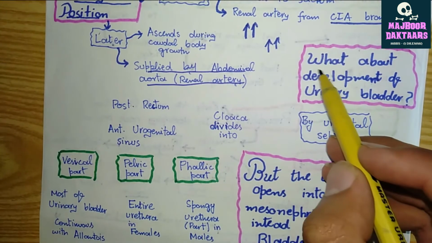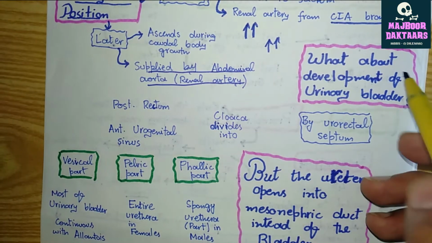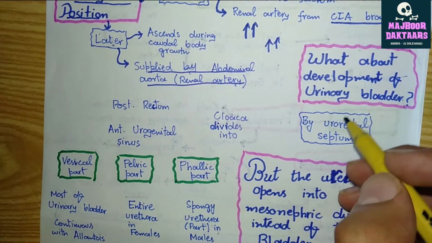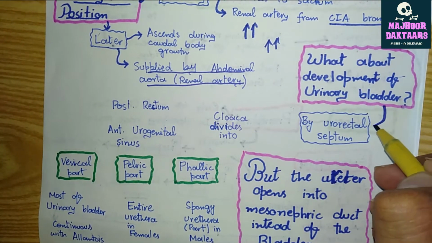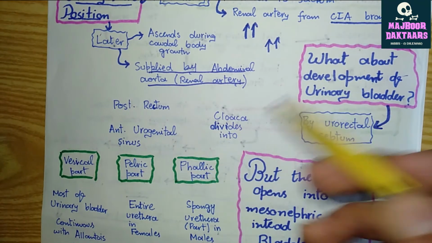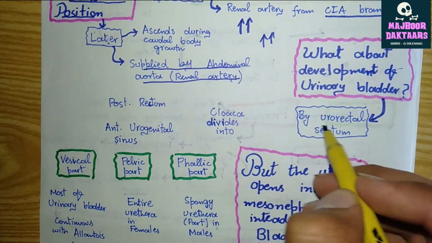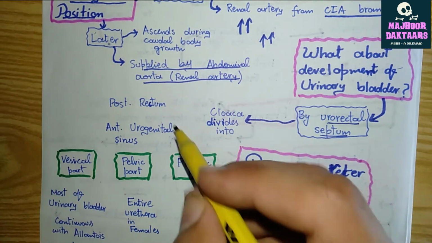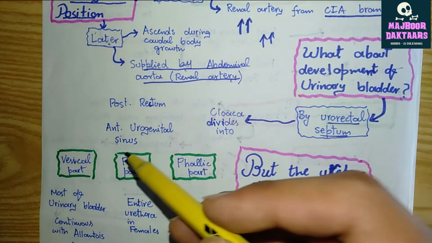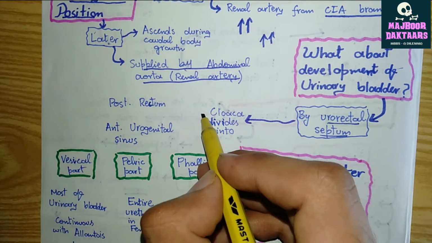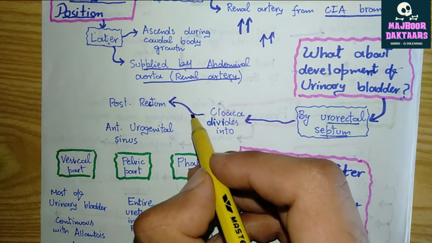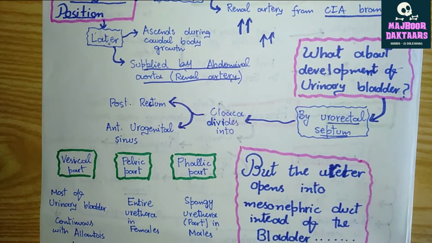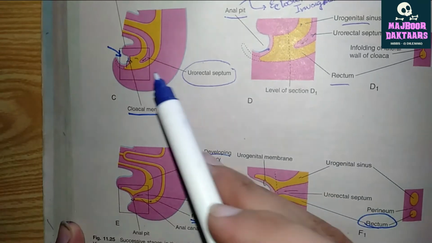Now what about the development of the urinary bladder? As we know, the urorectal septum, if we recall from the development of the alimentary system, divides the cloaca, which was a common chamber for the alimentary system, that is the digestive system, and the urinary system, into a posterior rectum and the anterior urogenital sinus. Here is the cloaca.